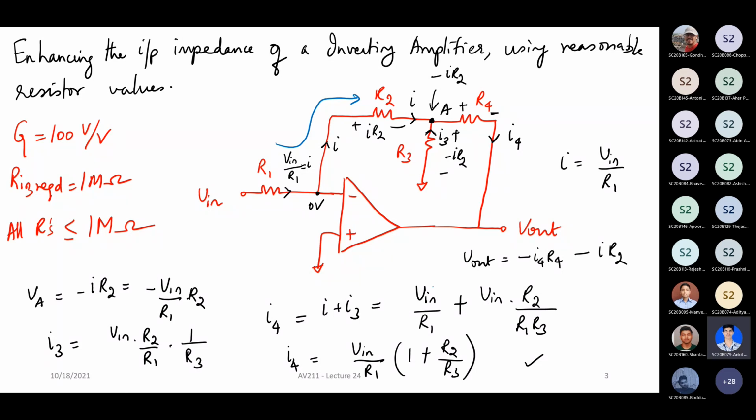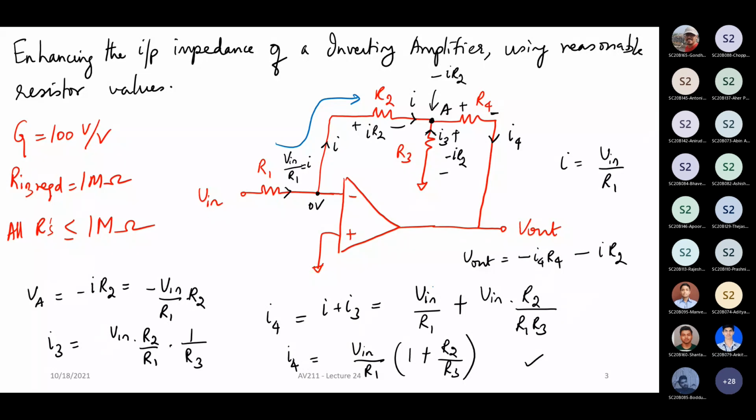Sir, in this expression for I3, I think there will be a minus sign only. Why do you think so? I have defined I3 to be in this direction. Okay, sir. Suppose, yeah. If I define I3 in the other way, it will be, yeah. Okay, thank you, sir.